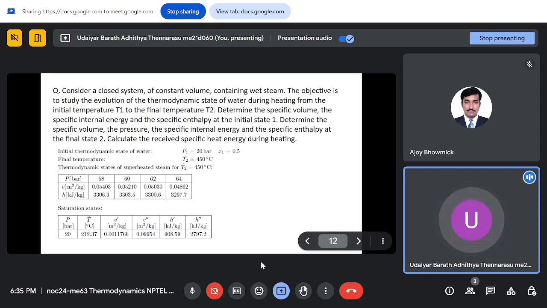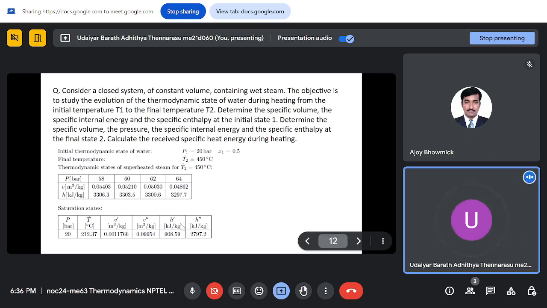So determine the specific volume, the specific internal energy and specific enthalpy at the initial state 1. Determine the specific volume, the pressure, the specific internal energy and the specific enthalpy at final state 2. Then calculate the received specific heat energy during heating. So basically they have wet steam inside a closed vessel, you are heating it. What are the properties at state 1, what are the properties at state 2, and how much heat are you providing to convert the system from temperature T1 to T2.